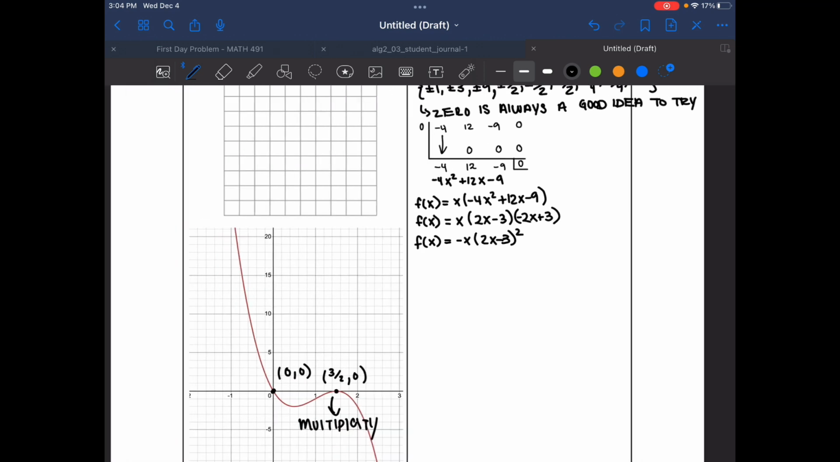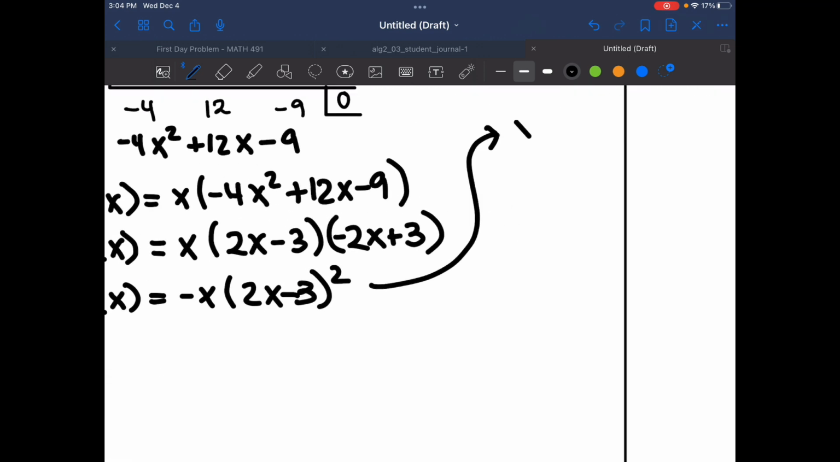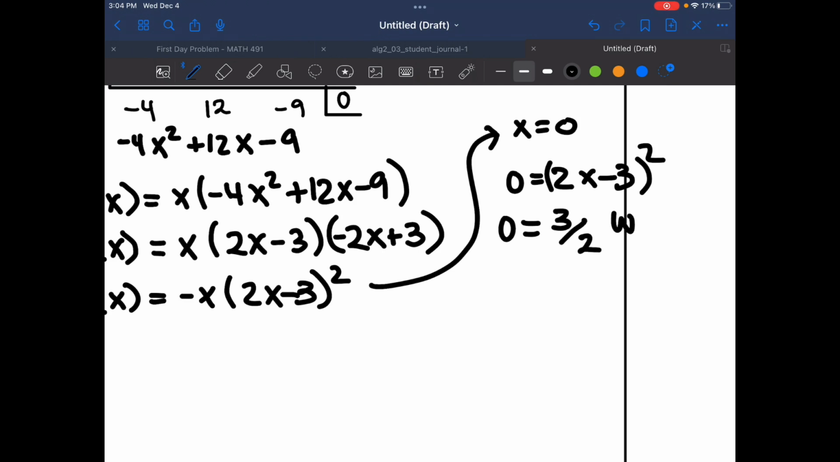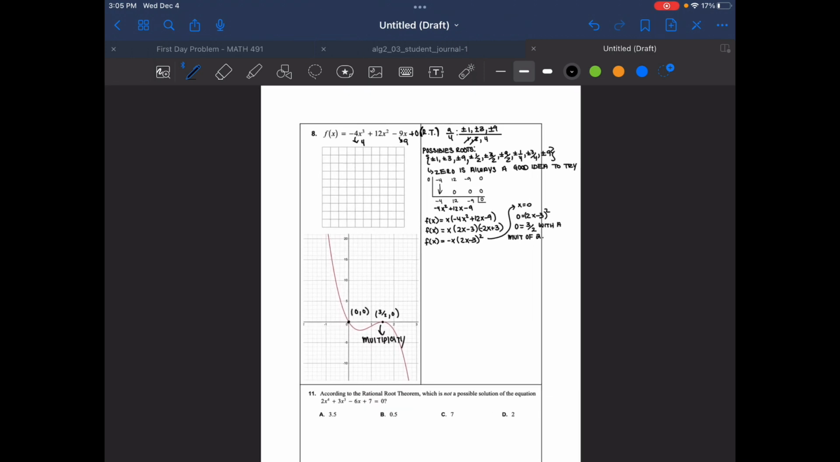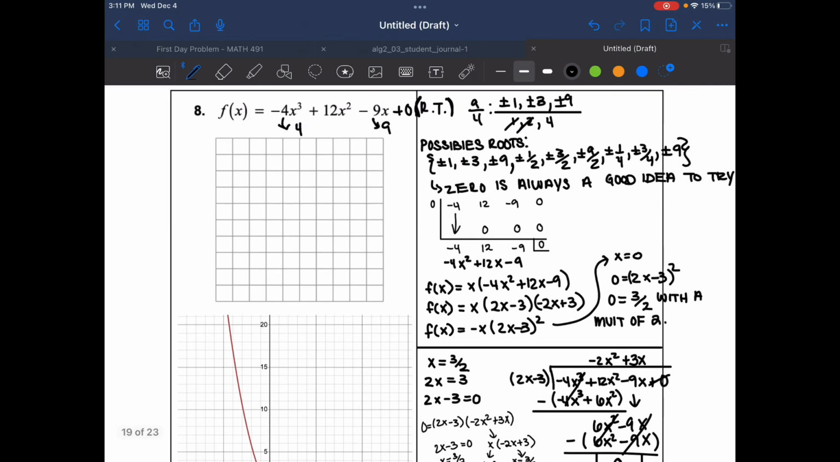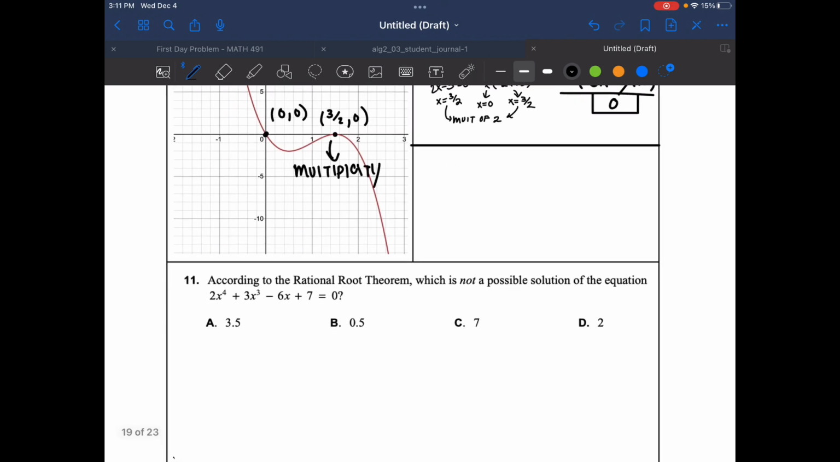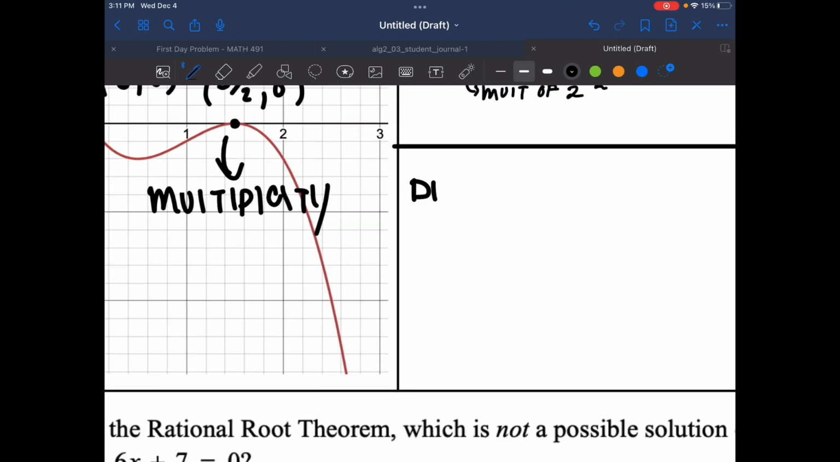Then you would set each of these equal to 0, so x equals 0, of course, and we saw that with the synthetic division. We also know that 0 equals (2x minus 3) squared, so x equals 3 over 2 with a multiplicity of 2. This is very helpful here. I know that I have an odd degree, right? So my degree is odd.